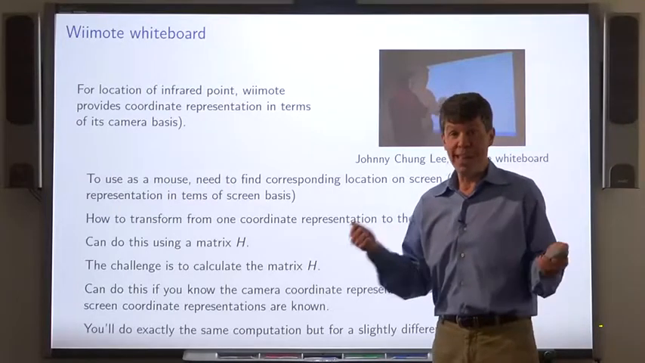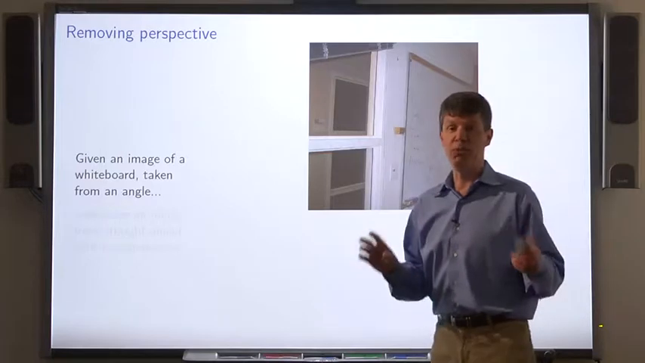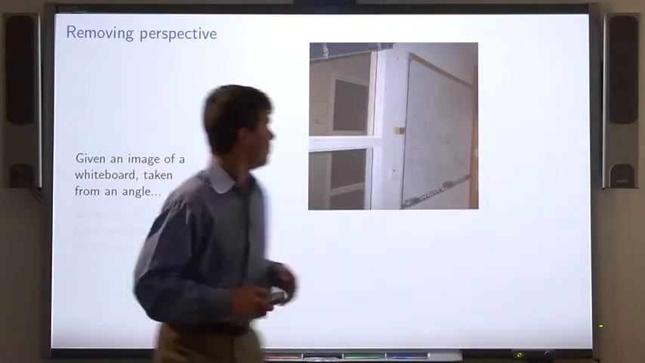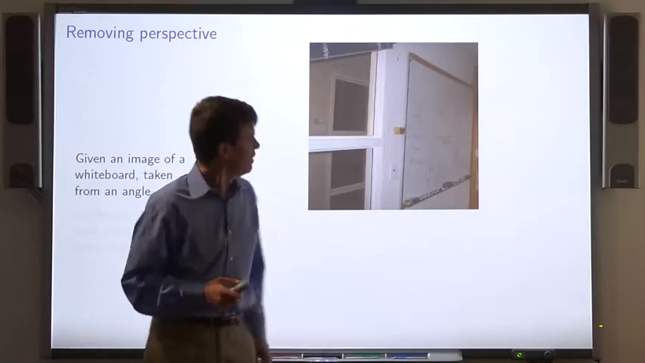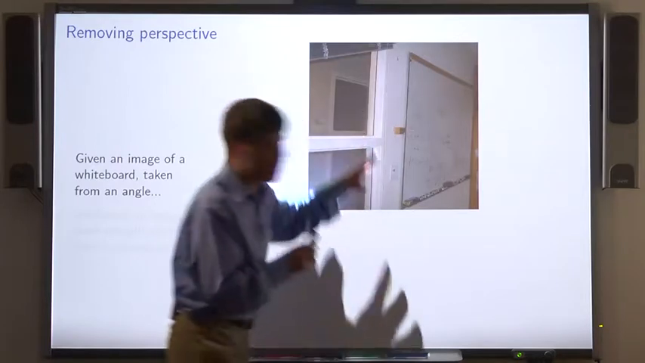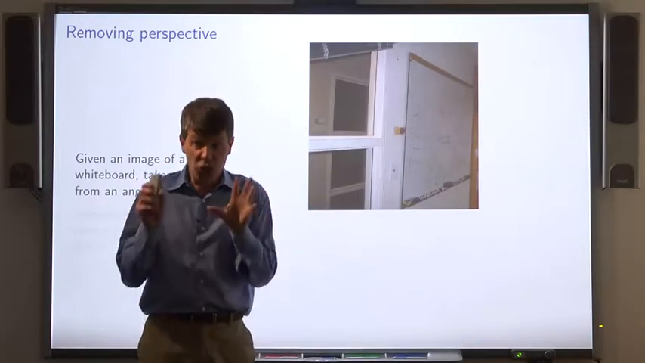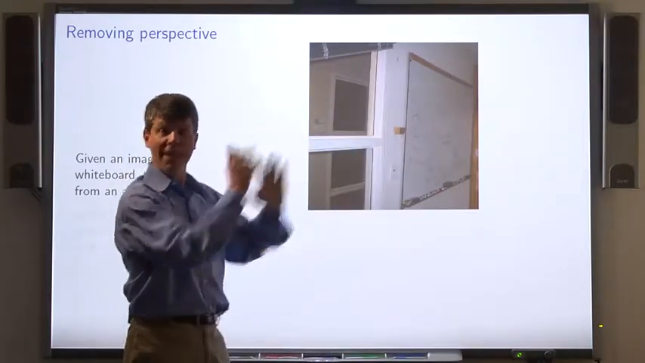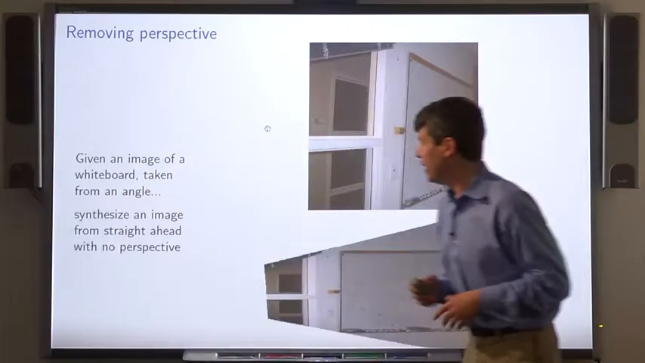We're going to use the same math for a slightly different problem, removing perspective. Here's an image taken in my office of a whiteboard, taken from an angle. Now, there might be some interesting linear algebra written on this board, but we can't quite get it because it's taken from an angle. So what we'd like to do is synthesize a new image from this image, looking straight at the board and with no perspective at all. And here's the result.